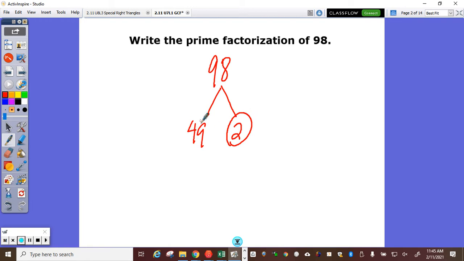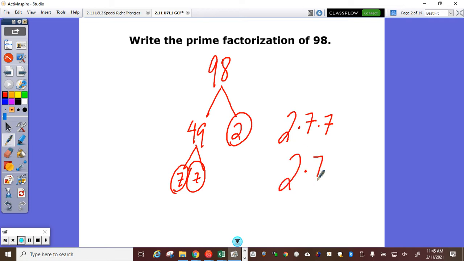Is 49 a prime number? No. What two numbers multiply to 49? 7 and 7. And both of those are prime numbers, so we'll circle those. And so when I write the prime factorization of this, I'm going to say this is a product of the prime numbers. And so we will rewrite this as 2 times 7 squared. Okay? That's the answer.